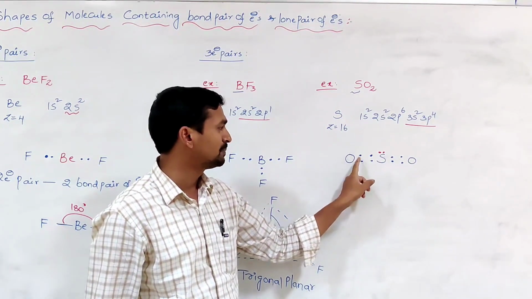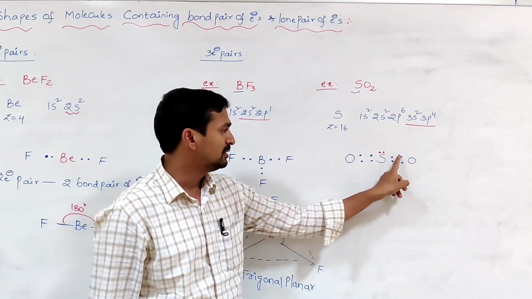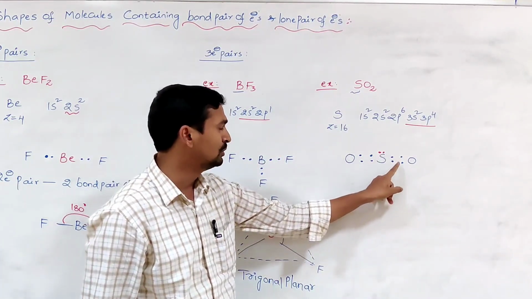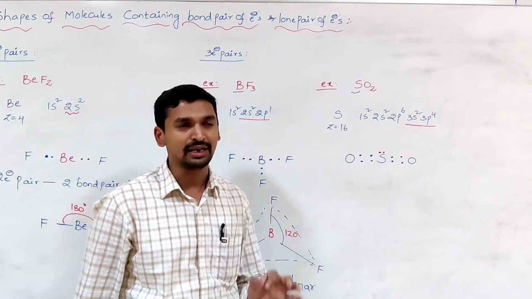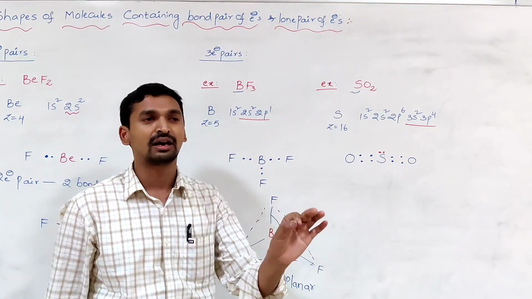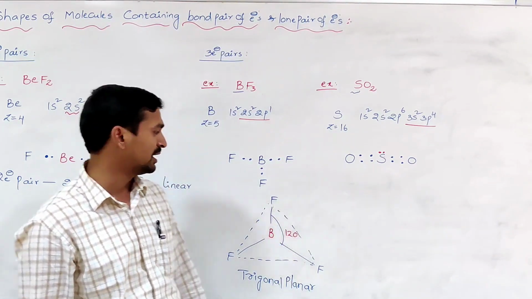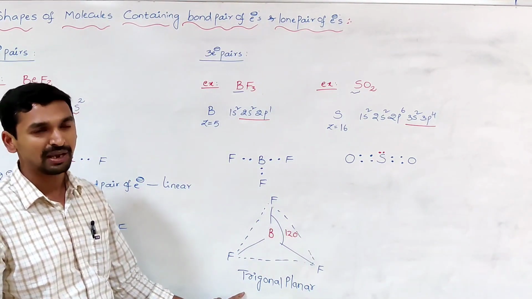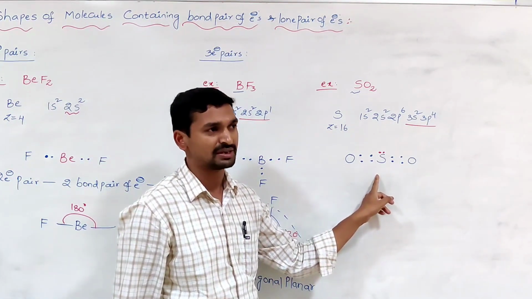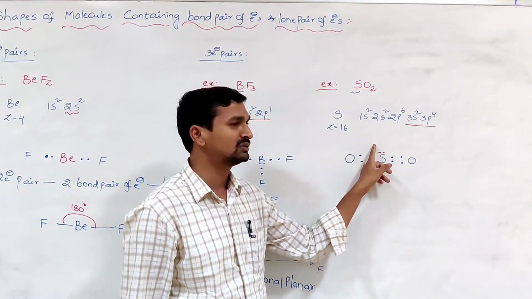These two electron pairs are treated as a single electron pair. 1, 2, 3. Generally, in a molecule, around the central atom, the 3 electron pairs are present. The electronic geometry is trigonal planar. But here all the 3 are not bond pairs. So 2 are bond pairs, 1 is a lone pair.